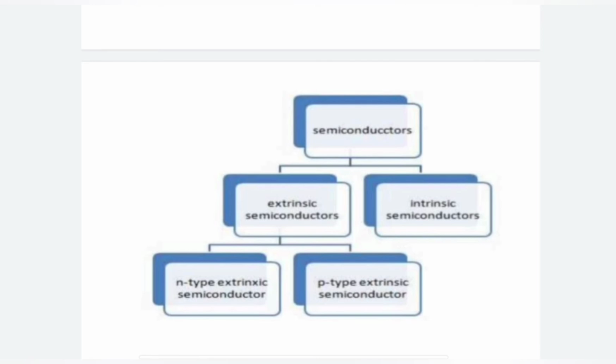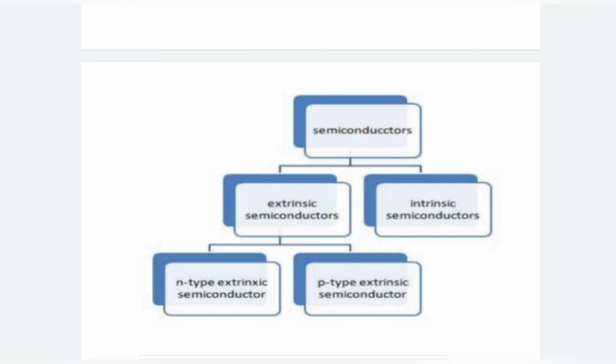This process of adding impurity to pure semiconductor is called doping. Based on the dopant added, extrinsic semiconductors are further classified into P-type and N-type. In P-type semiconductors, the dopant added will be a trivalent atom, or 3A group element, which has 3 valence electrons. And as we know, semiconductors are 4th group elements, which have 4 valence electrons.